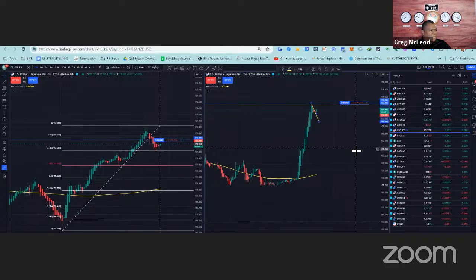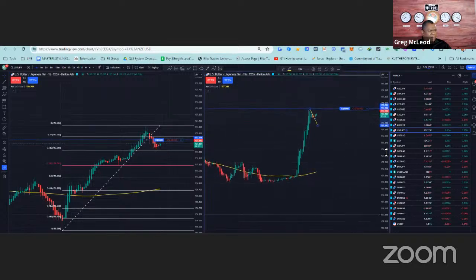Spread is, yeah, that's a 0.5 of a pip spread. Yeah, ideally you would want to see a bigger correction for getting in. Sometimes with dollar yen though, that's all that you'll get, is that one little pullback like that.